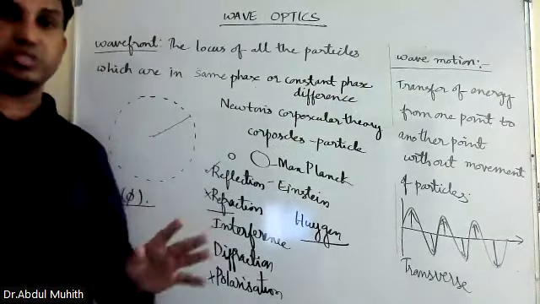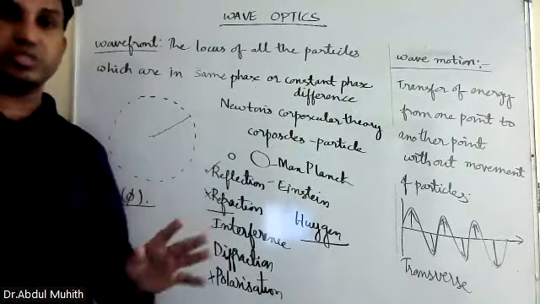Constant phase difference. Why am I teaching this? Because in interference, we need the relation between path difference and phase difference. This is a very important part. Constant phase difference means phi is equal to maybe 30 degrees or 40 degrees, something like that. That is constant phase difference.